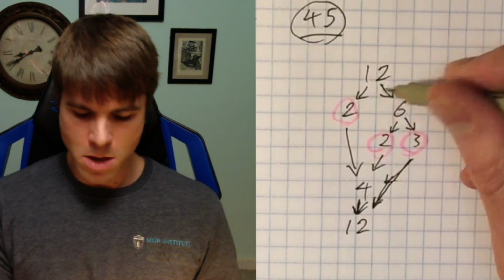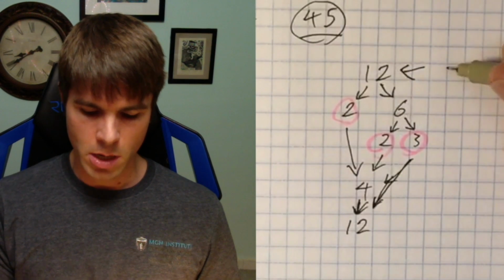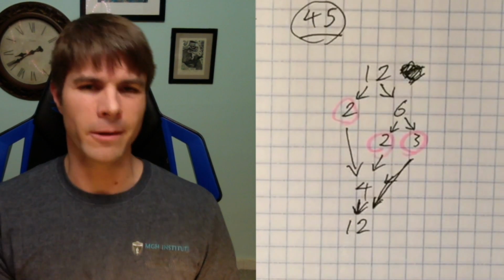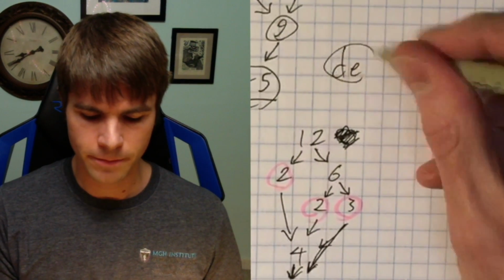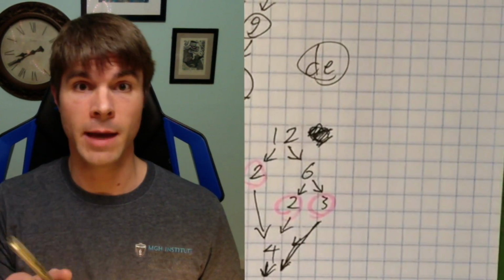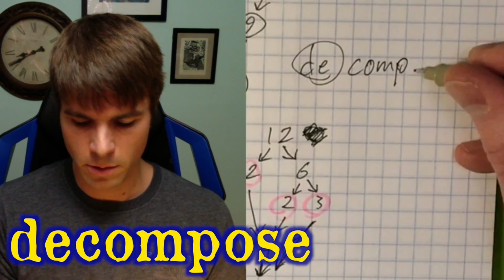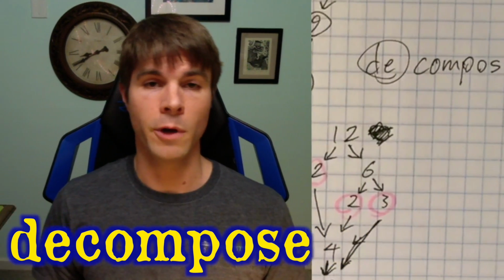So we broke it down. Oh, this is a point I wanted to make. Words, words, words. D as a word part means down. Compose means put together. So if we are doing the opposite of putting together, we're breaking it down.